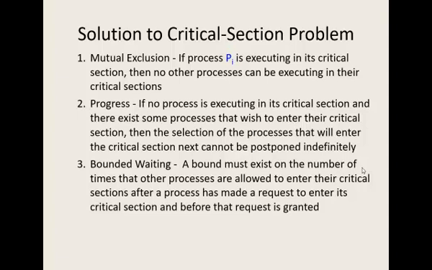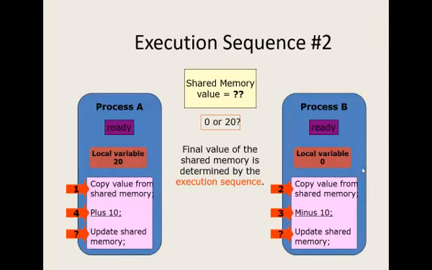So in the previous example, for instance, when P1 enters the critical region, when P1 starts copying the shared variable into the local variable, from that point onwards we have to block process B. So process B won't be able to execute until process A copies the variable, adds 10 to it, and it gets updated. After updating the shared variable, only then can process B proceed to its critical region, right? So that is mutual exclusion.